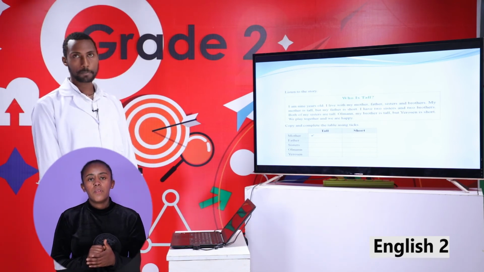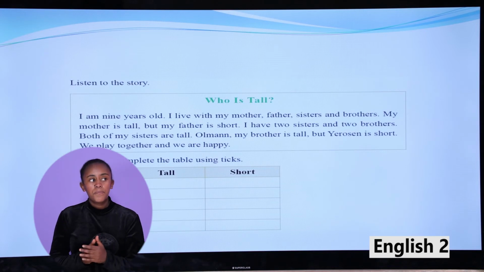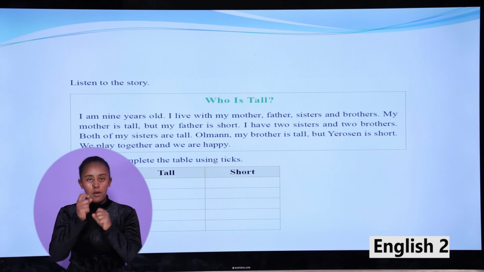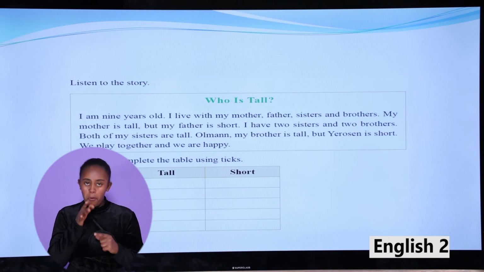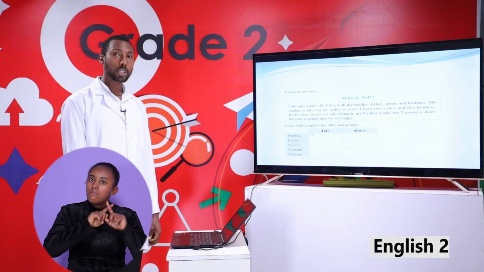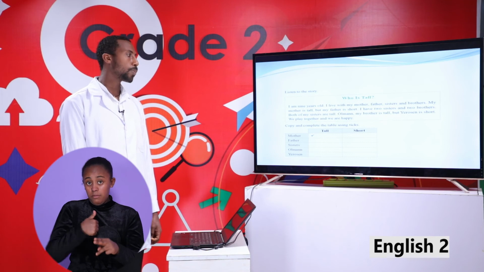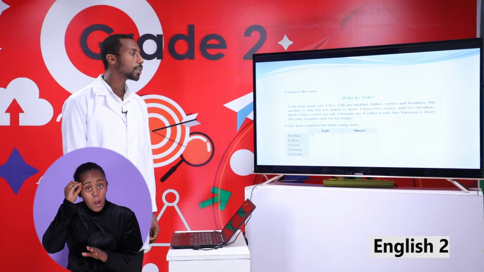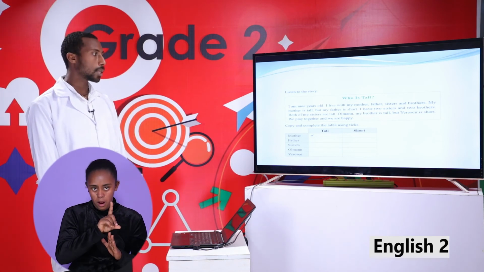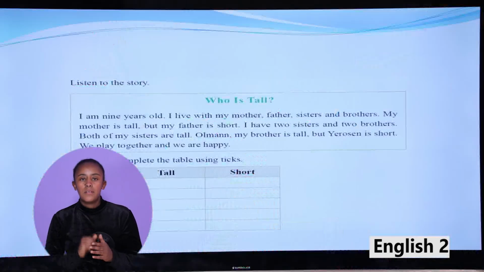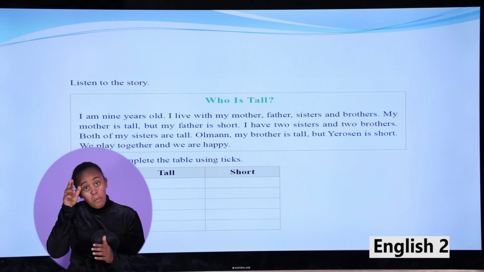Let us go to Oleman. Read the reading task, and you have to find the possible answer for this question. Let me read it together, student. I am 9 years old. I live with my mother, father, sister, and brother. My mother is tall, but my father is short. I have 2 sisters and 2 brothers. Both of my sisters are tall. Oleman, my brother, is tall. This one is the answer, is that not? So you have to put the right sign over here because his brother is tall.